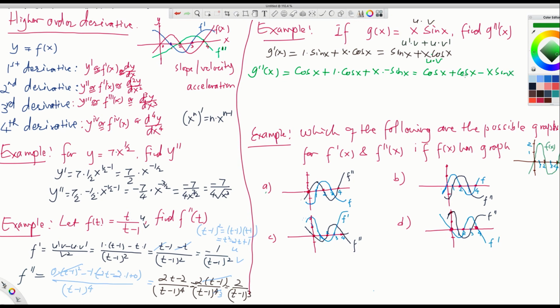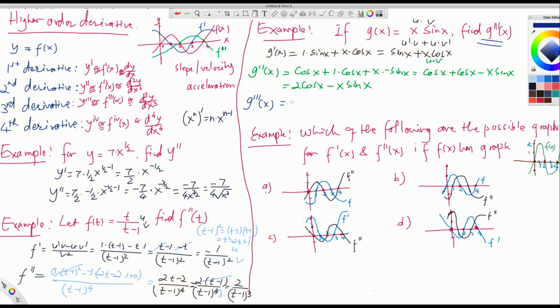So how much is that then? Cosine x plus cosine x is 2 cosine x, right? So let me write one more simplified form: 2 cosine of x minus x sine x, okay? Now I want to find one more derivative there, right? So g triple prime of x, that's what you are asked to find there, right?